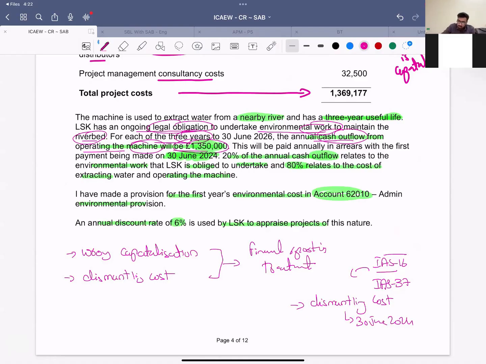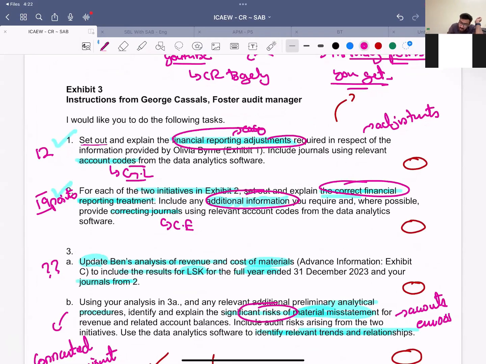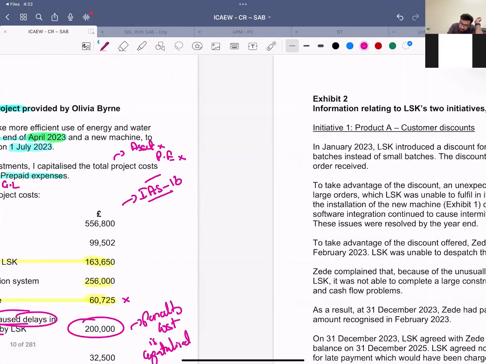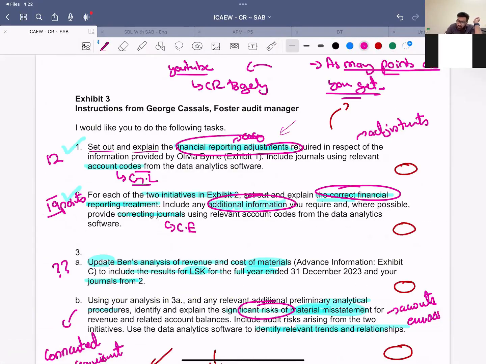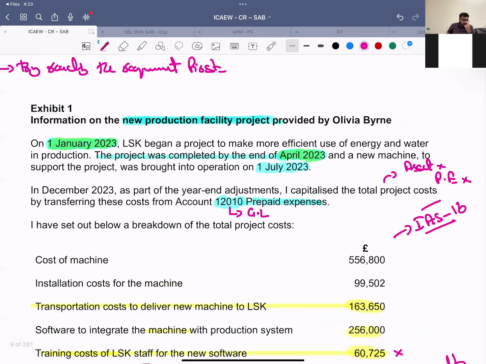Okay, guys, if we go on to the requirement and see: we have to set out and explain the adjustments required in respect of the information provided, including journals, using account codes from the data analytics software. In this requirement, the software part is very less, but yet again we'll see what we can write. While reading this exhibit, we see the management has done some wrong capitalization, one thing.